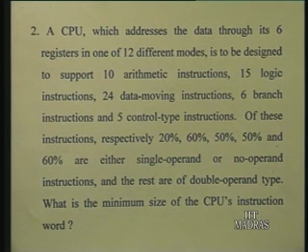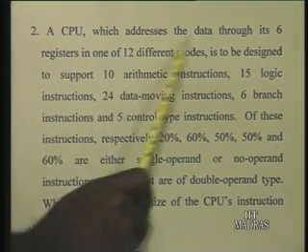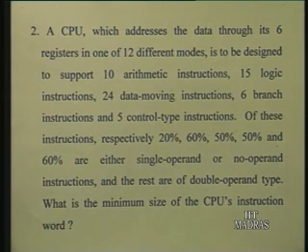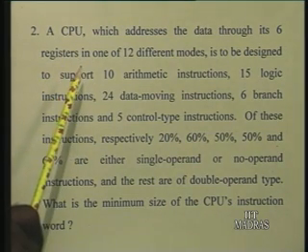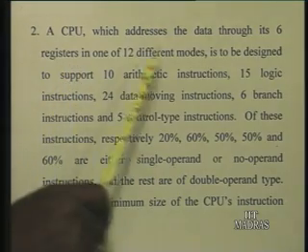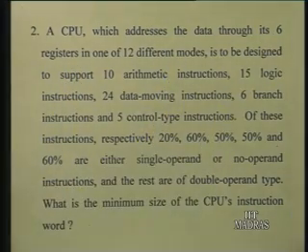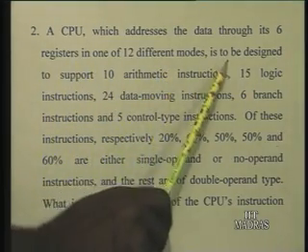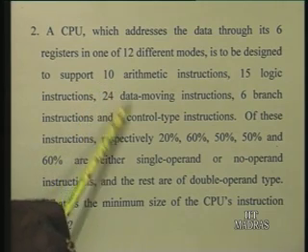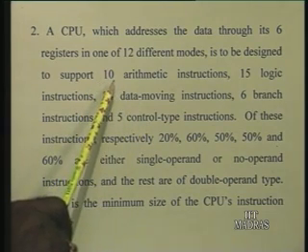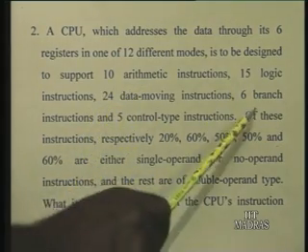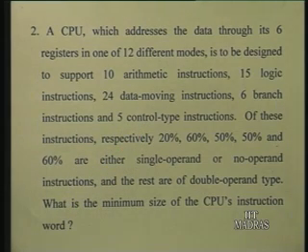The second problem says: a CPU addresses the data through its 6 registers in one of 12 different modes. Remember, I was talking about the instruction format in which we give not only the opcode, but also the mode and then the reference to the register. So, we have to formulate that. This particular CPU is to be designed to support different types of instructions. The numbers given are 10 arithmetic instructions, 15 logic instructions, 24 data moving instructions, 6 branch instructions and 5 control type instructions.